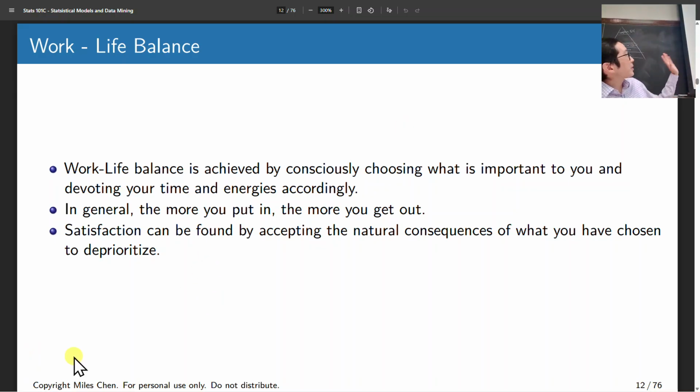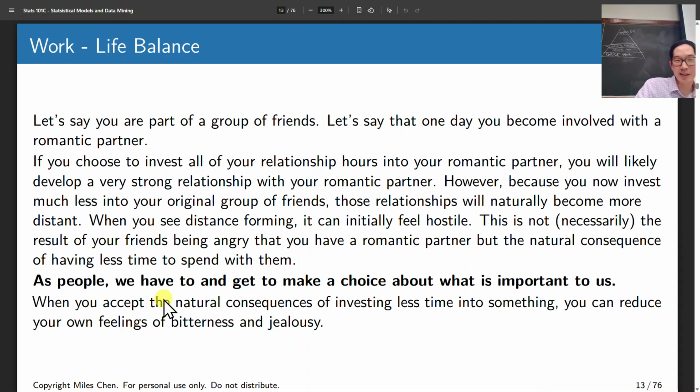So I wrote, work-life balance is achieved by consciously choosing what's important to you, devoting your time and energies accordingly, and in general, the more time you put in, the more you're going to get out. And then, yeah, when you can accept the natural consequences of, I'm going to not make this a priority, this is going to go down, I think that's okay, right? And this is a silly example about friends and romantic partners and things like that, right?